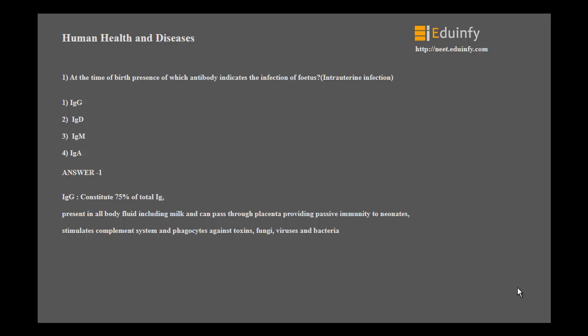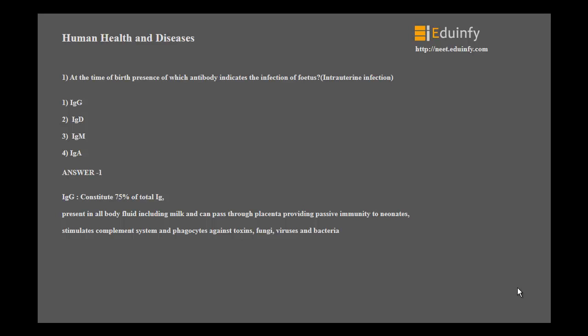IgE, this is attached to mast cells and basophils. It releases histamine and mediates the hypersensitive response to allergens. IgG, these are abundant. 75% of total immunoglobulins are IgG. These pass through the placenta and provide passive immunity to neonates, and it stimulates the complement system.